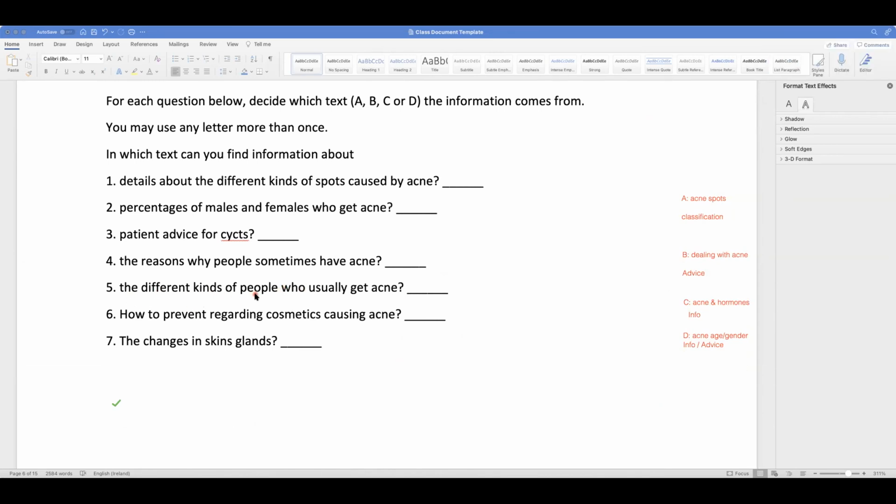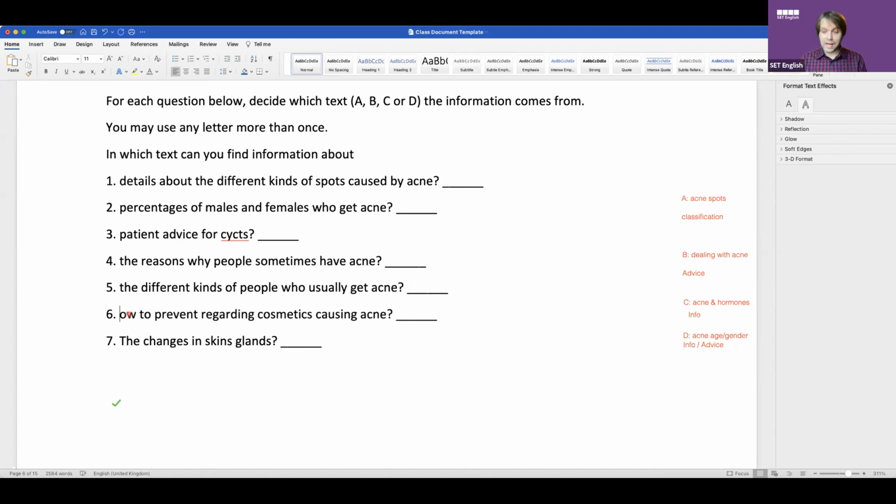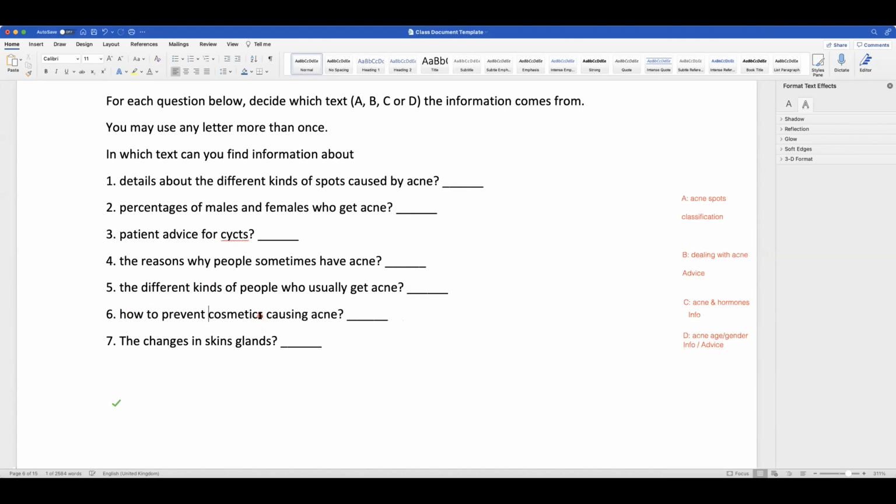Yes. The different kinds of people who usually get acne. D, ages, genders, right? How to prevent regarding cosmetics causing acne? It's B. Why is that? It's dealing with techniques. How to prevent, because it's dealing with the causes. Dealing with, preventing, is a very similar idea.